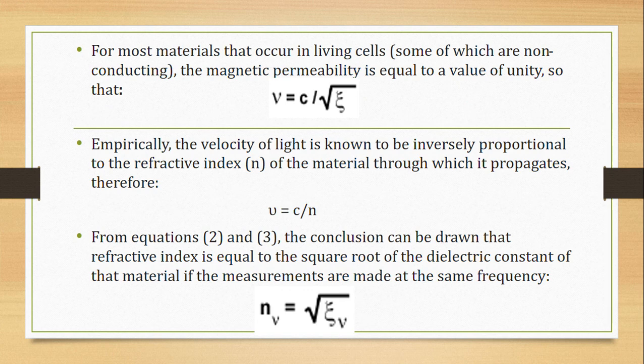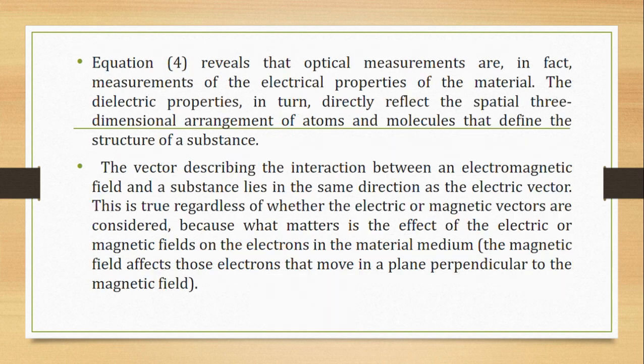For most materials that occur in living cells, the magnetic permeability is equal to a value of unity, so that this is the formula for magnetic permeability. Empirically, the velocity of light is known to be inversely proportional to the refractive index of the material through which it propagates. The vector describing the interaction between an electromagnetic field and a substance lies in the same direction as the electric vector.